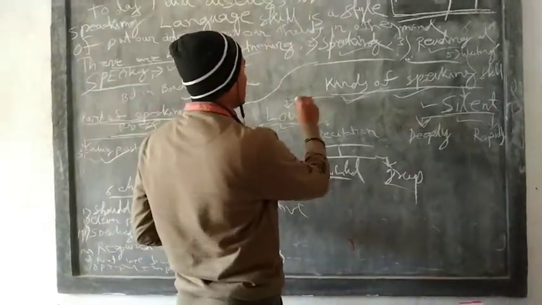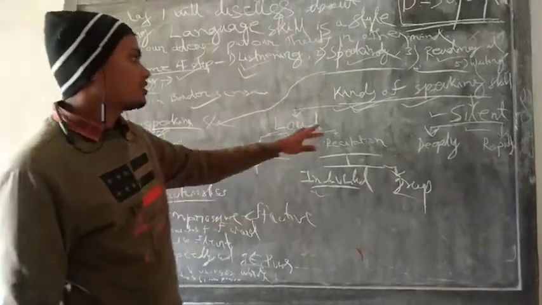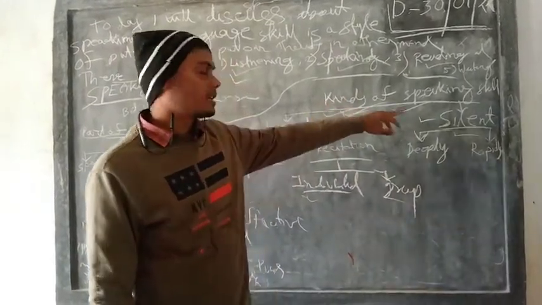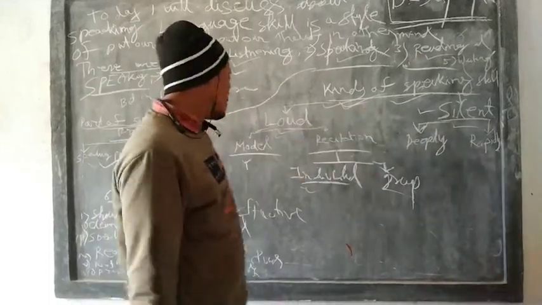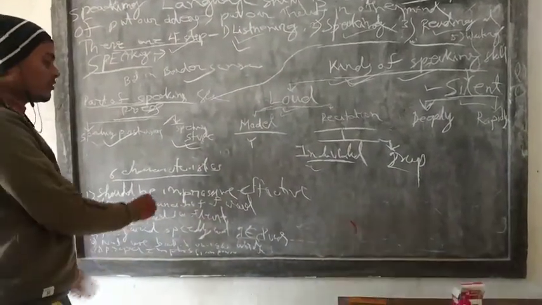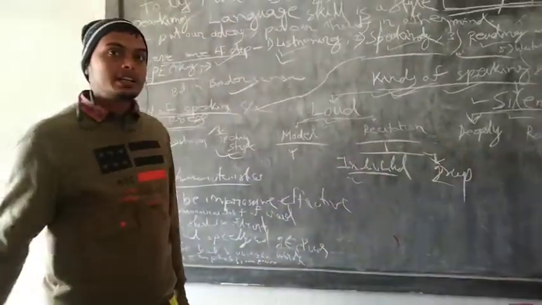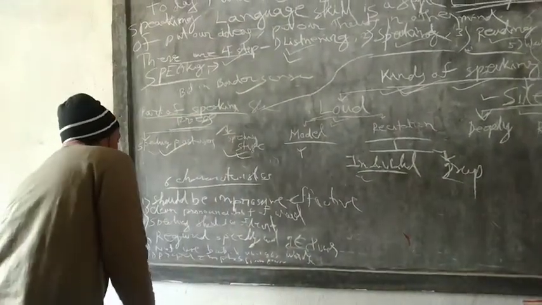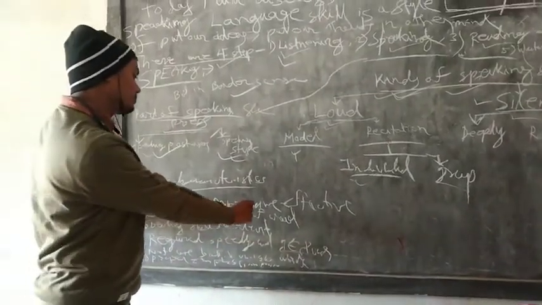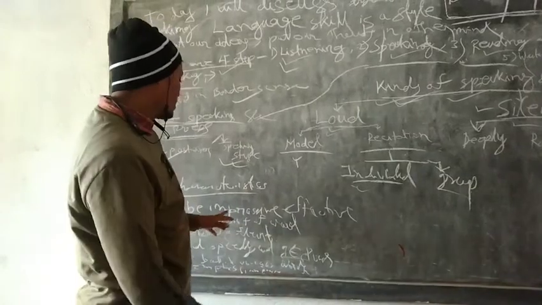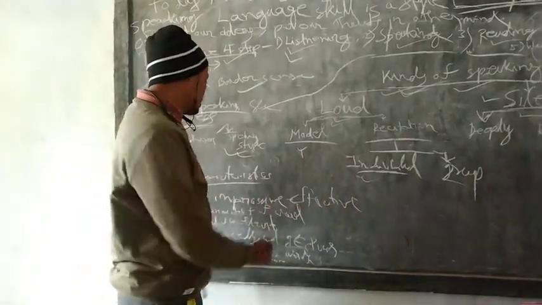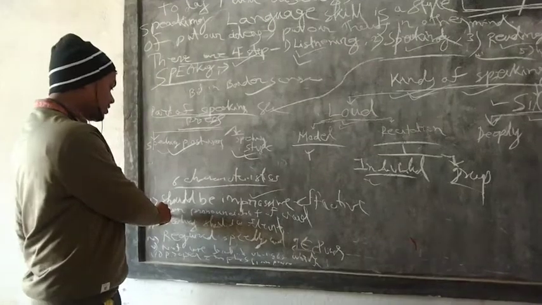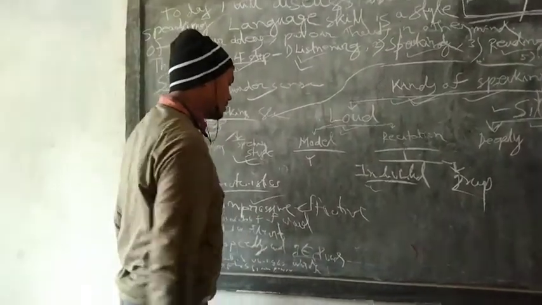So we complete the kinds of speaking English. I think you understand the whole kinds of speaking skills. Now I discuss the characteristics of speaking skills. There are 6 characteristics of speaking skills. First one is that it should be impressive and effective, proportionally. Okay. Second one is clean pronunciation of words.